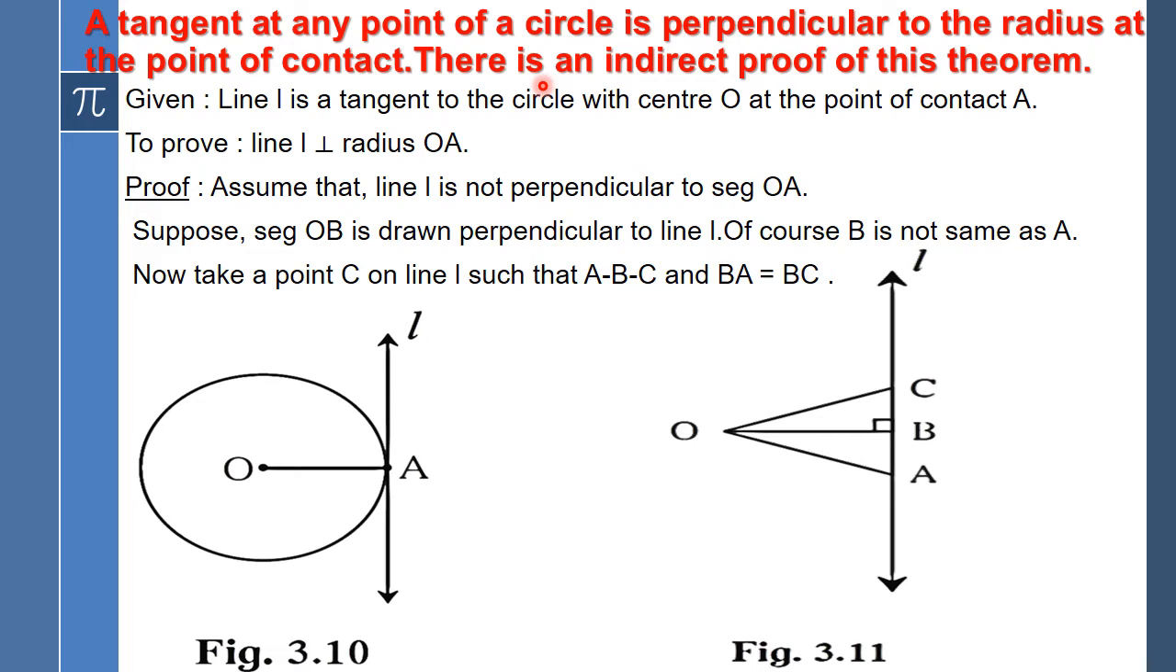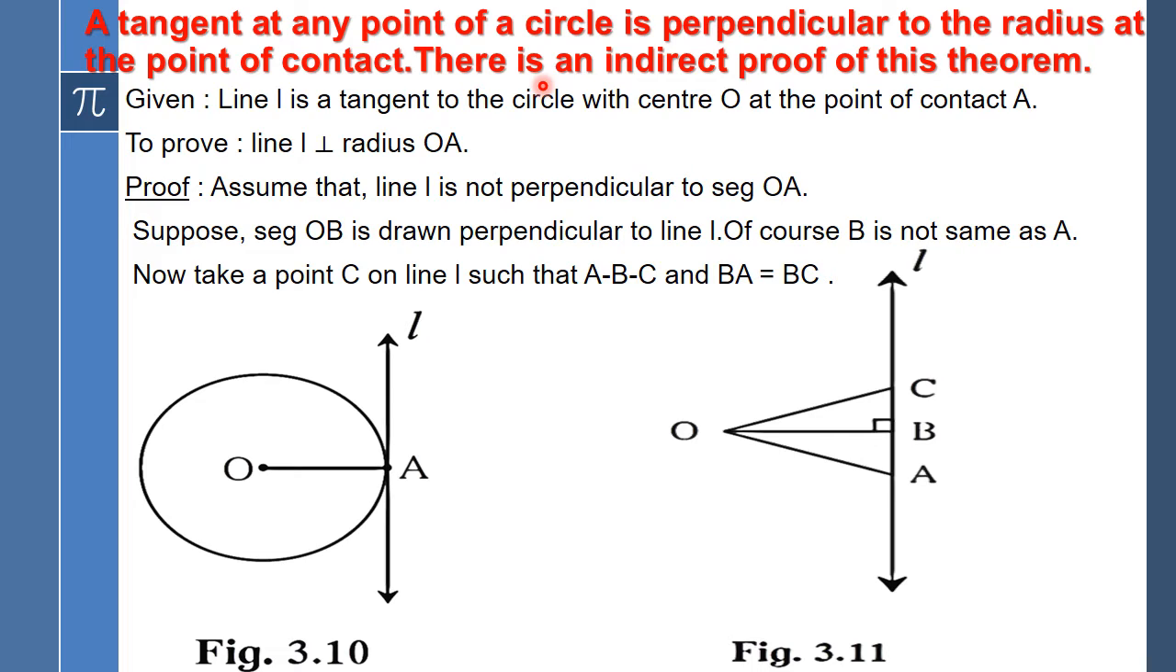Indirect proof means we will assume that L is not perpendicular. Whatever we need to prove, we will assume that it is not true, or we will assume its negation, and then we will arrive at some contradiction. That is how we prove, and that is what we mean by indirect proof: starting with the negation of the statement to prove and then arriving at a contradiction.